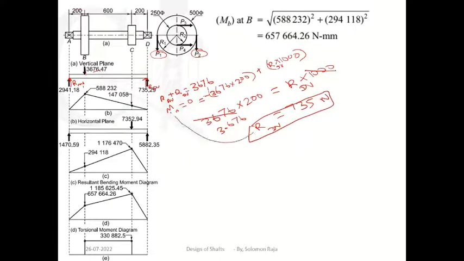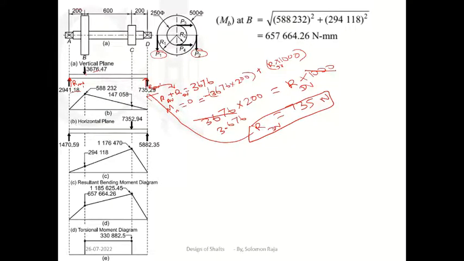This is what they have written here. In the book they have directly given the answer; they will not tell you about these steps. So 735, now I got the RDV value. Now substitute this 735 here: RAV will be equal to 3676 minus 735. Answer is 2941.